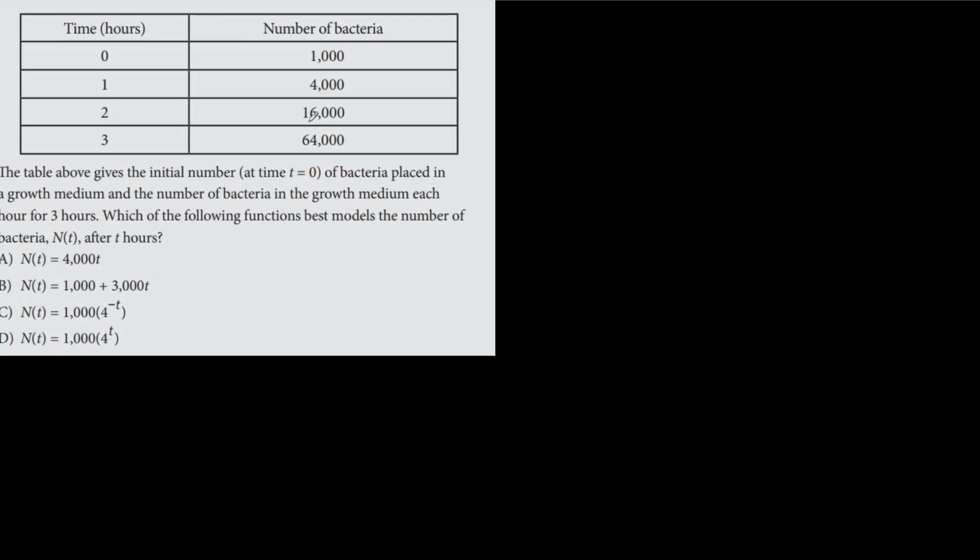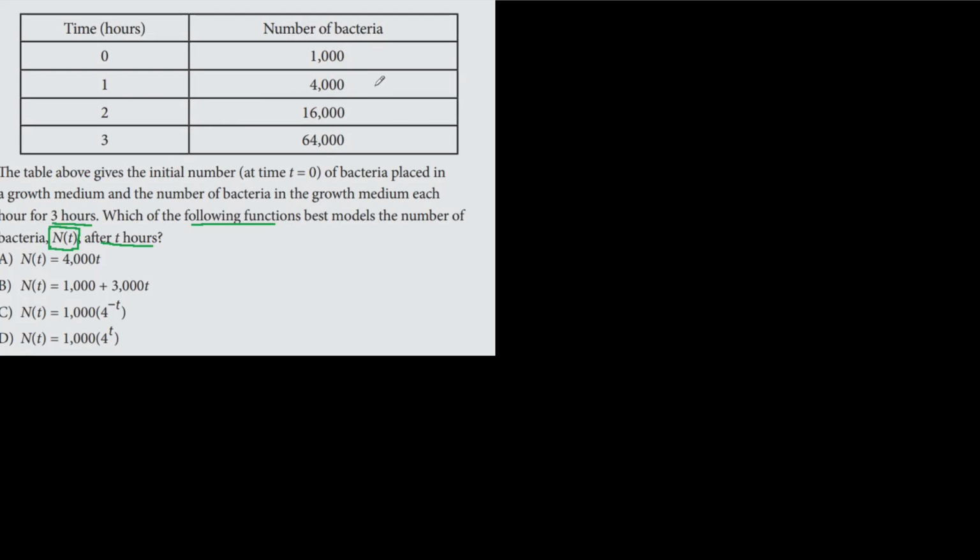Alright, so this is another example problem that I want to go over. If you haven't done it, just try to do it on your own and see if you can. The table above gives the initial number at time equals 0 of bacteria placed in a growth medium, and the number of bacteria in the growth medium each hour for 3 hours, right? So we know that it's in here for 3 hours, and that it is growing. Which of the following functions best models the number of bacteria, n of t, after t hours? So it's basically asking which function best models the growth over these 3 hours.